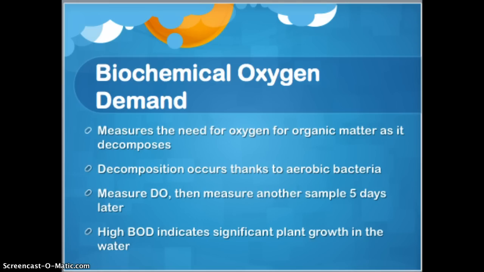If you have a high biological oxygen demand, that indicates that you have a significant amount of plant growth in the water and that the plants are going to use up a lot of the oxygen. If the plants are using a lot of oxygen, then there's going to be less oxygen for the other living organisms like fish and worms and everything else that needs oxygen.